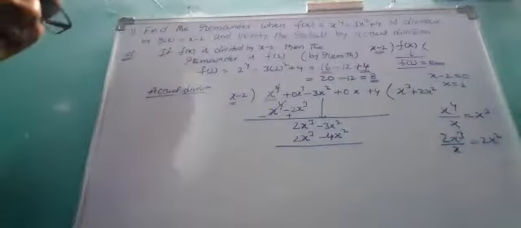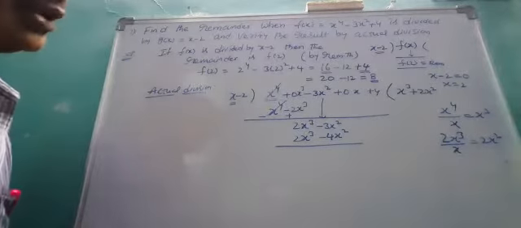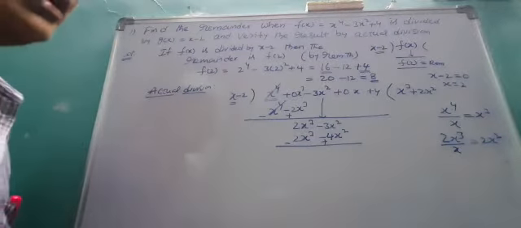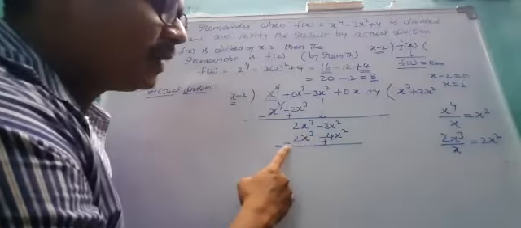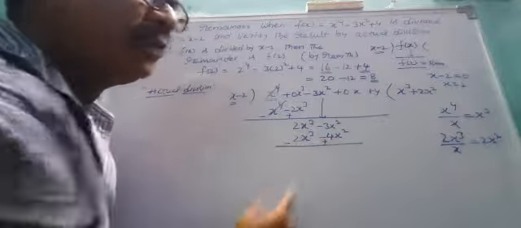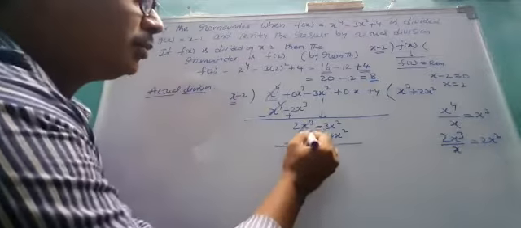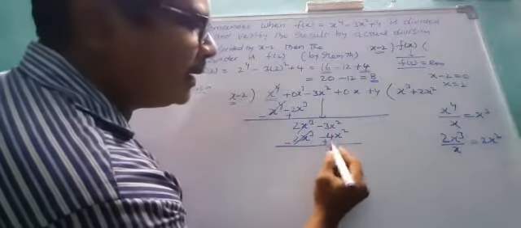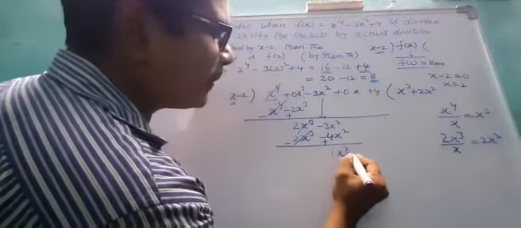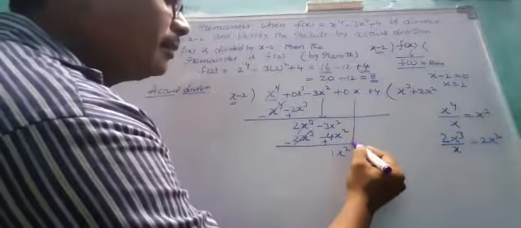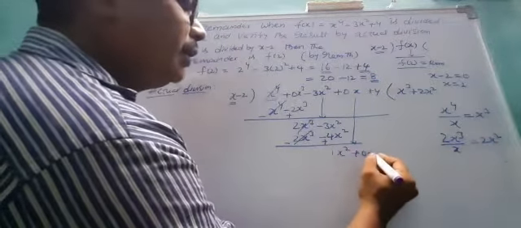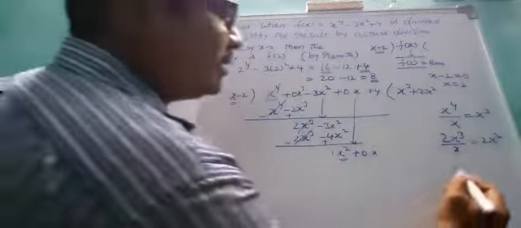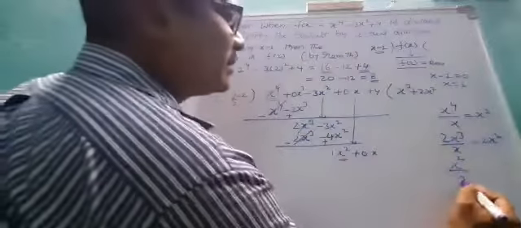Which operation can you apply here? Subtraction. You change the second expression signs. That means minus 2x cube and plus 4x square. 2x cube cancel, because 2 minus 2 is 0. Remaining plus 4 minus 3, that equal to 1, 1x square. Now you bring down the next term, 0 into x.